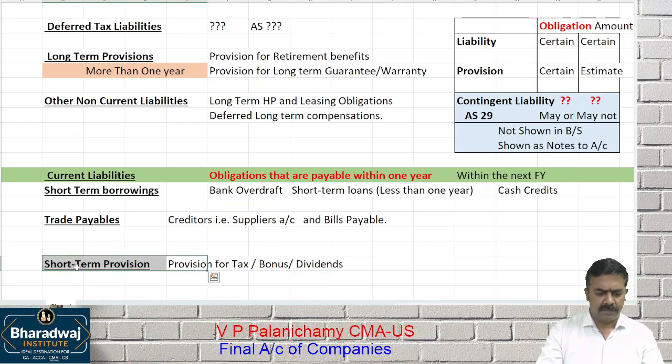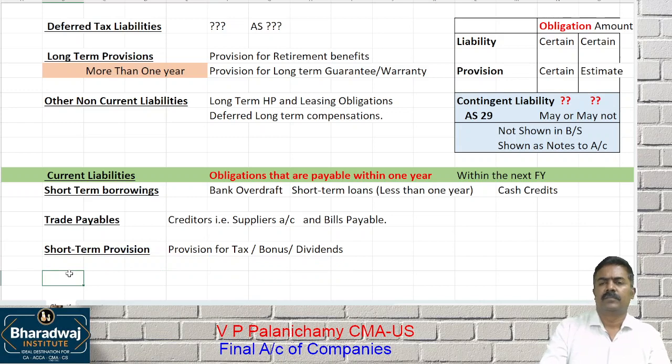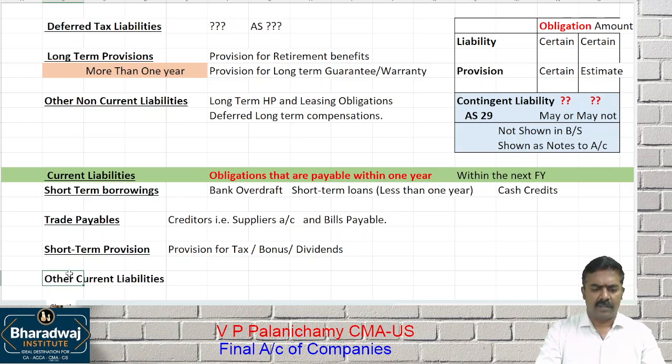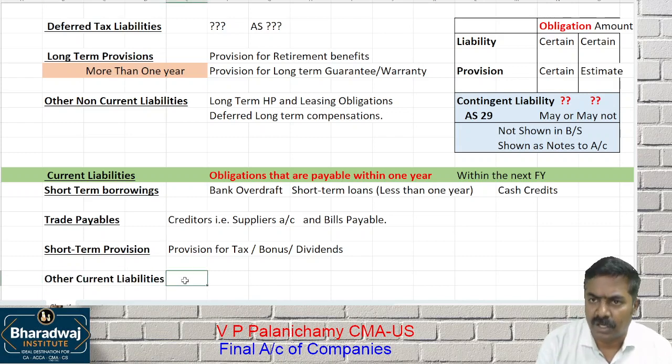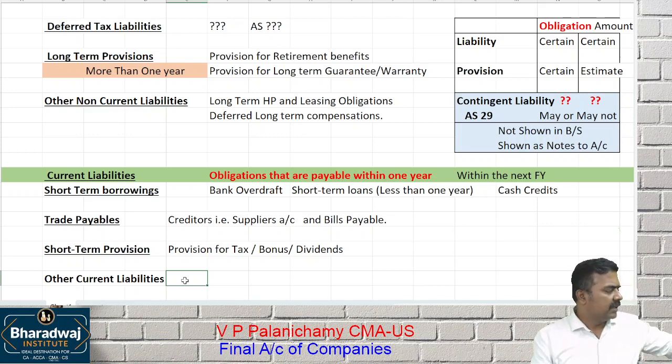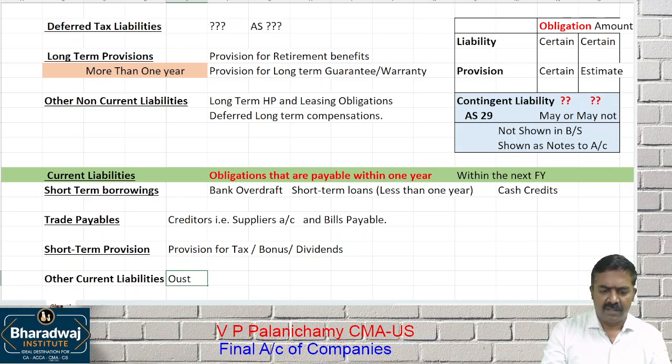What is the next one given? Other current liability. Any other short-term amounts payable. Example, 2 items. Calls in arrears will be reduced from share capital. Calls in arrears will be reduced from share capital. Then, simple, outstanding expenses. Outstanding expenses like rent or salary or any expenses payable.